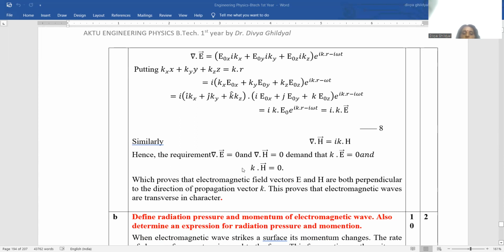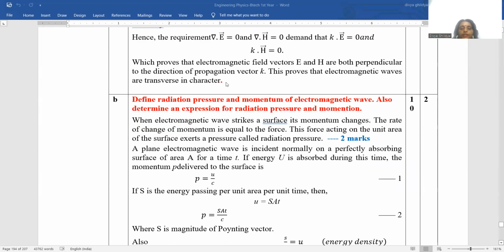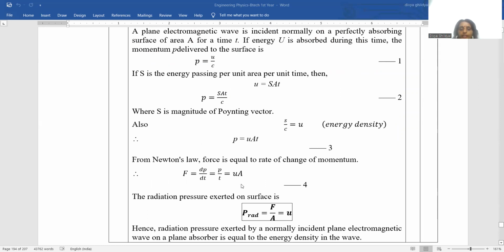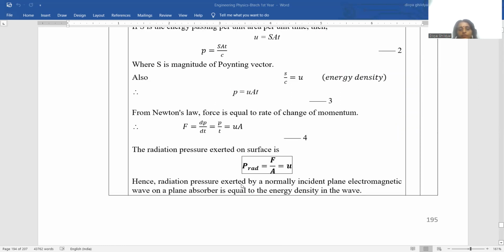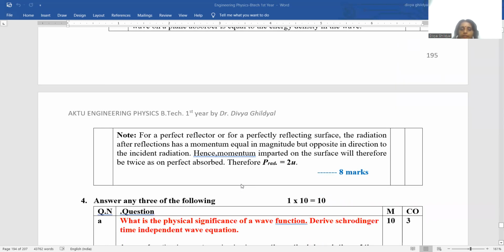Define radiation pressure and momentum of electromagnetic wave. Radiation pressure: this definition will fetch me 2 marks, that the rate of change of momentum is equal to the force. This force acting on the unit area of surface exerts a pressure called radiation pressure. And in order to derive the expression, I will be fetching my remaining 8 marks.